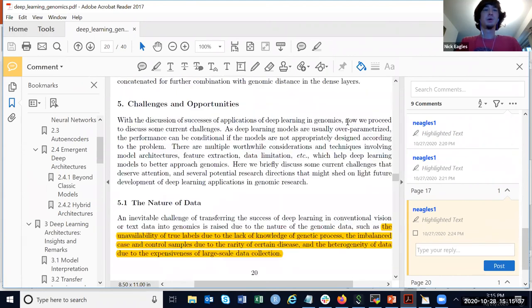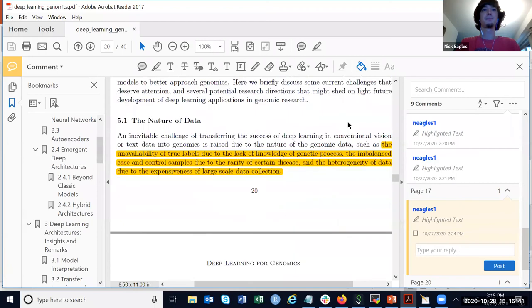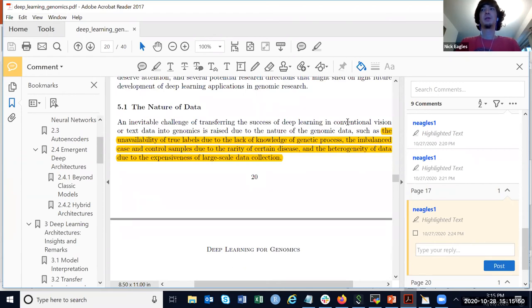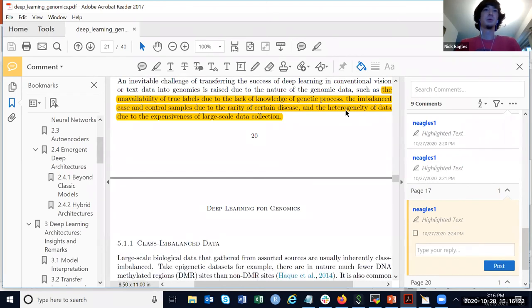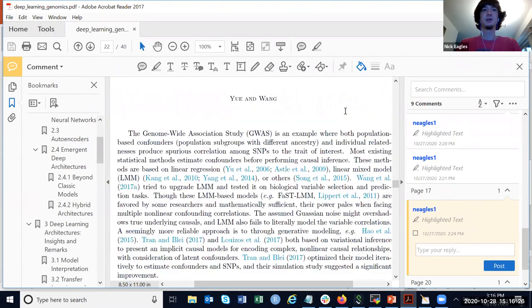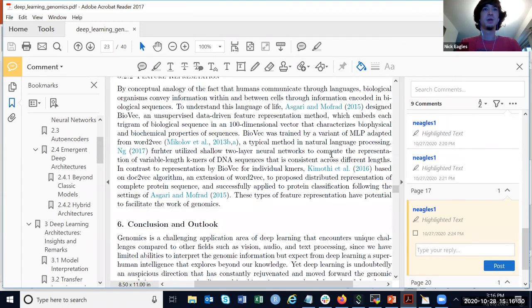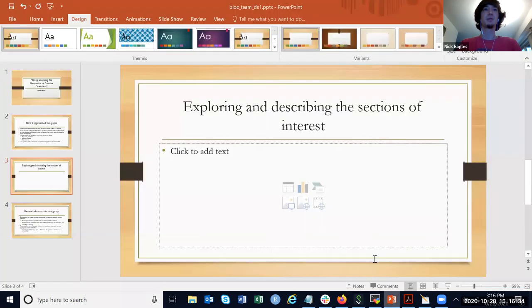And in the final section, they mention limitations and then future directions. But some of this struck me as not specific to deep learning. They're saying a challenge is unavailability of true labels due to lack of knowledge of a genetic process, and imbalance of case and control. These problems are more of a statistics and data science problem in general, I feel, because they affect any sort of model you'd be using, not just deep learning, but still it's worth noting. I think that sort of ends the paper there.